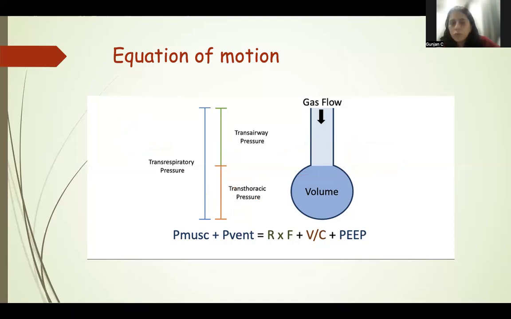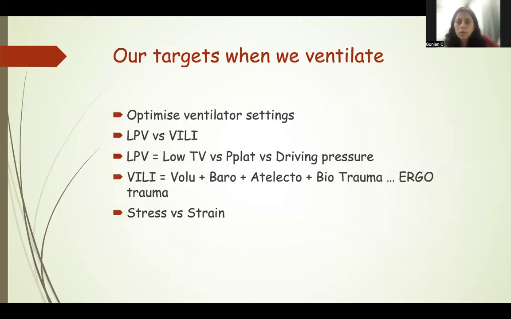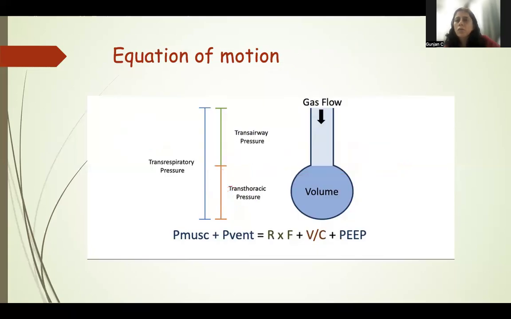Just a second. Let me remove that annotations. Okay. So before we go ahead, there's another thing that we all need to know, which is the equation of motion. Equation of motion is very well explained by Chatburn. It says that any amount of work of breathing that is done to maintain the minute ventilation or the requirements of the body is the work done by the ventilator as well as the work done by the patient himself.